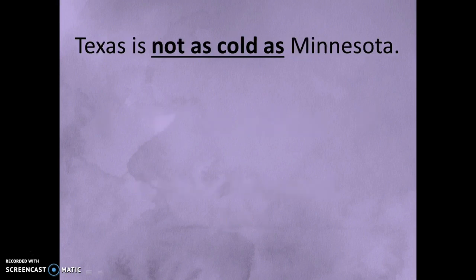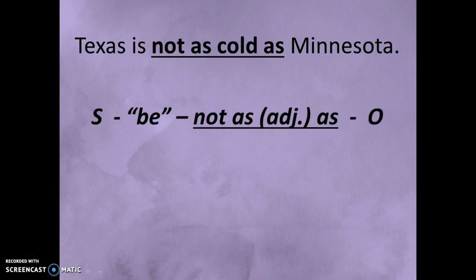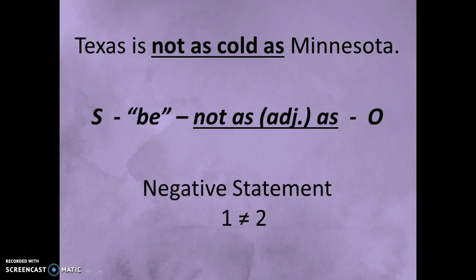Now, take a look at this sentence. Texas is not as cold as Minnesota. Here I've got my subject, my be verb, but I've added the word not into my as adjective as phrase. And then of course I end with my object, Minnesota. Here I'm making a negative statement, and I'm saying that two things are not equal. Texas is not as cold as Minnesota. So it's kind of like in math if I use the does not equal sign. 1 does not equal 2. I'm saying that these things are not the same.